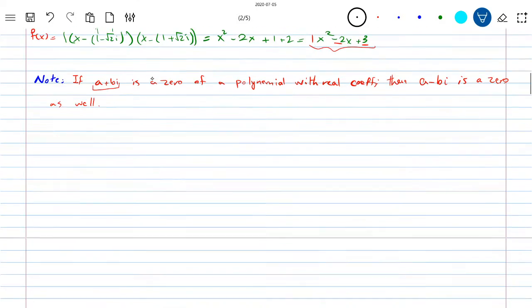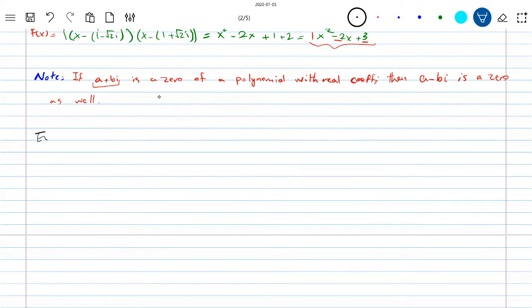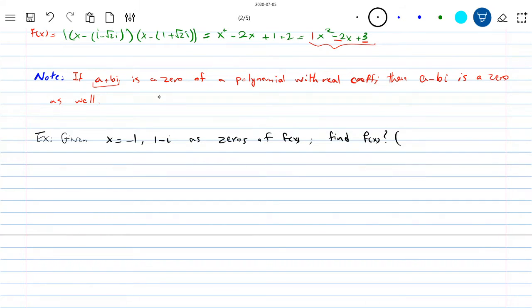Okay, let's use this in one example here. As an example, given, let me change this, given x equal to -1 and 1 minus i as zeros of f, find f of x. And let's assume f is a third degree polynomial.